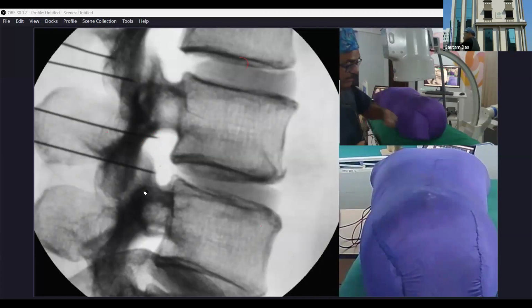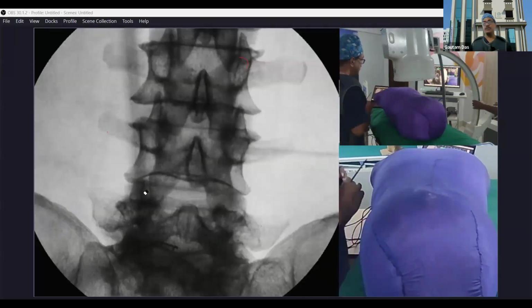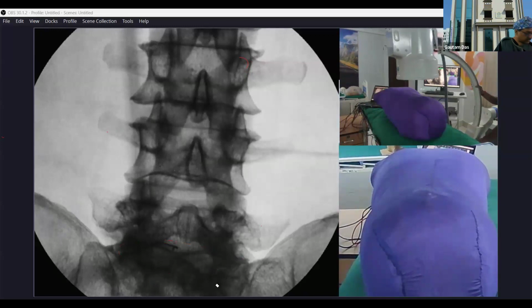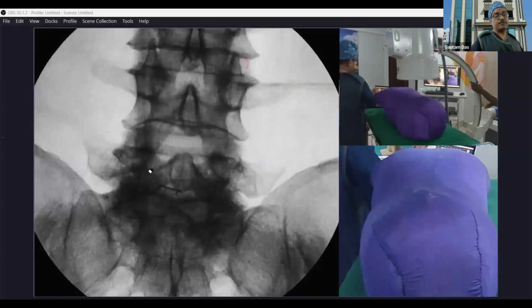Okay, so now L5S1. Why is L5S1 difficult? Because the L5 vertebral body, the S1 vertebral body, is very much bent. So you see here, the lower border of the L5 is very difficult to understand. First basic steps are similar. What are the basic steps? The basic step is we are making a true AP. This is a true AP. True AP means the distance from the pedicle is the same on both sides. True AP.